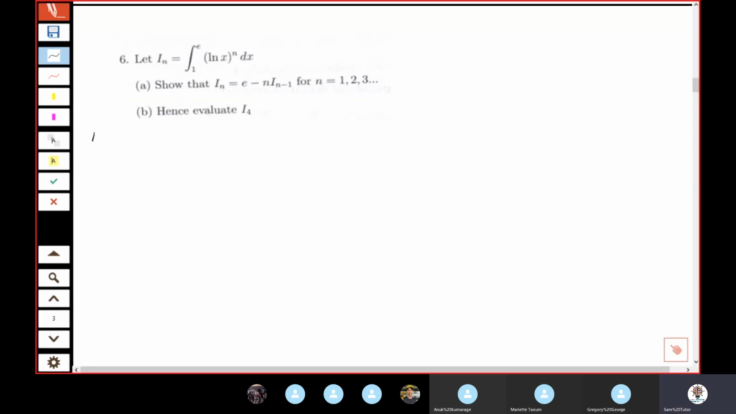So let's try to do this question. I_n equals the integral from 1 to e of (log x)^n dx. So not only can you integrate log, you can actually integrate any power of log. And that's what this formula is allowing you to find.